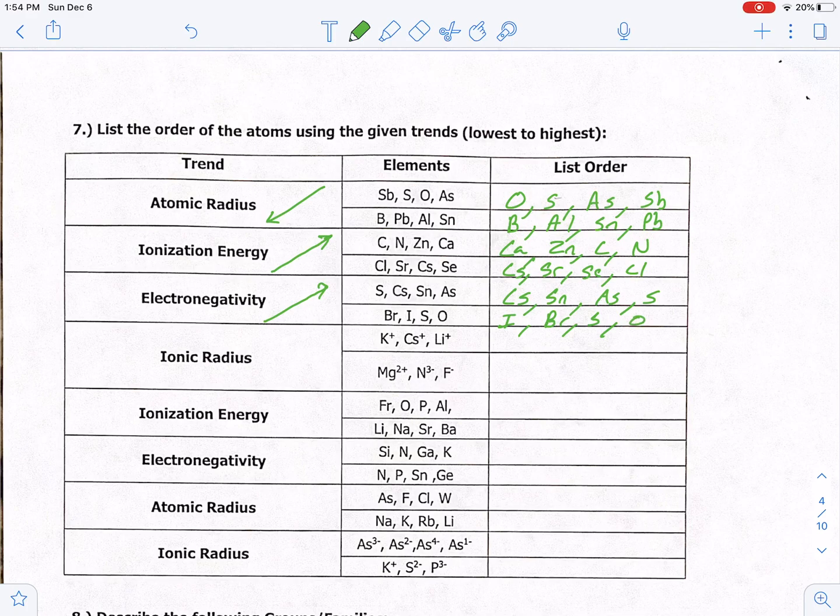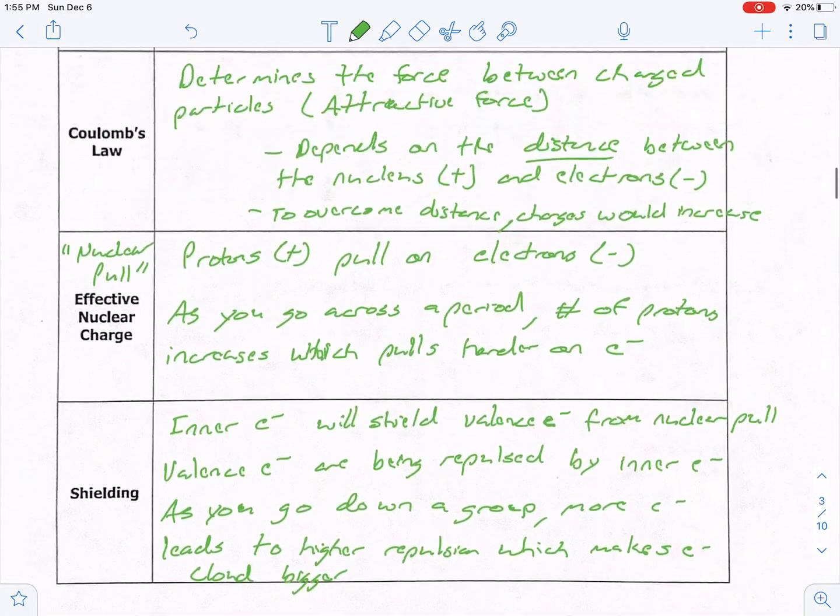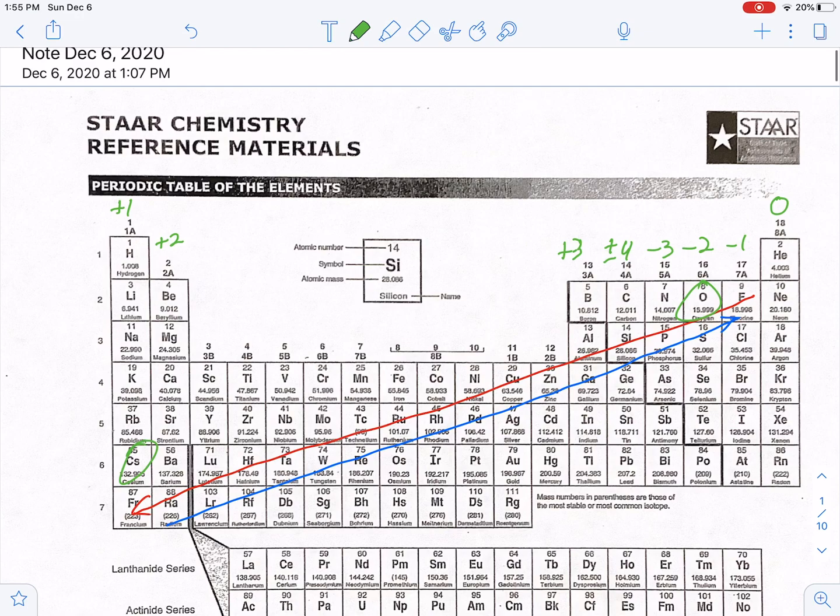Okay, going back to ionic radius. So, if electrons are equal, rank by charge. If not equal, just go by size. Okay, so if we look up at the periodic table, so K+, Cs+, and Li+. Okay, so let me clear this up a little bit.